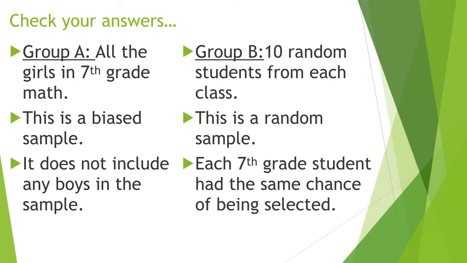Now check your answers. If you're incorrect, just copy the correct answers. Group A, all the girls in 7th grade math. This is a bias sample. It does not include any boys in the sample. Group B, 10 random students from each class. This is a random sample. Each 7th grade student has the same chance of being selected.